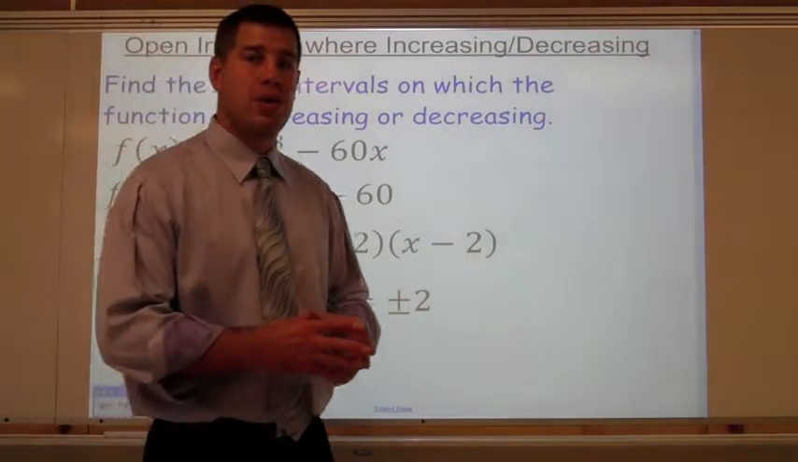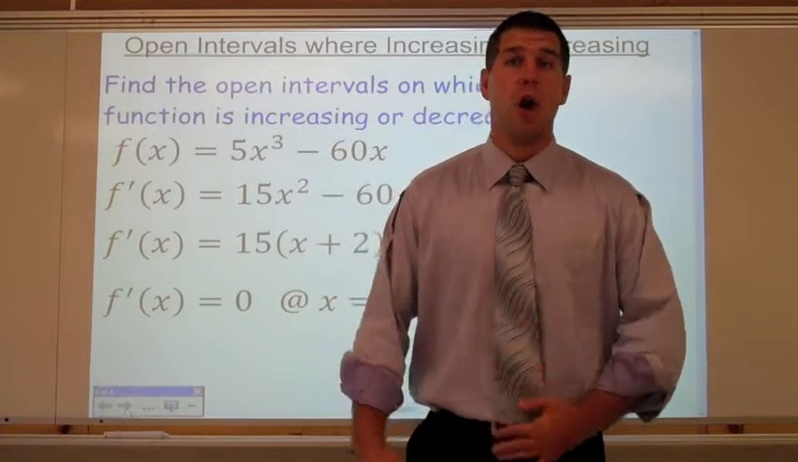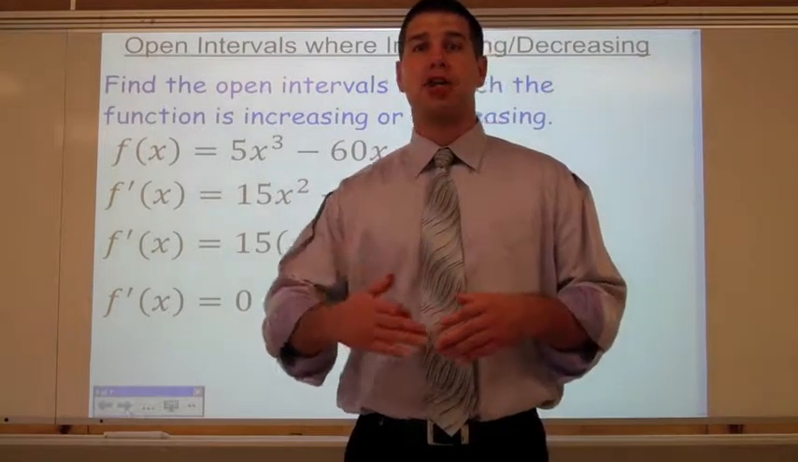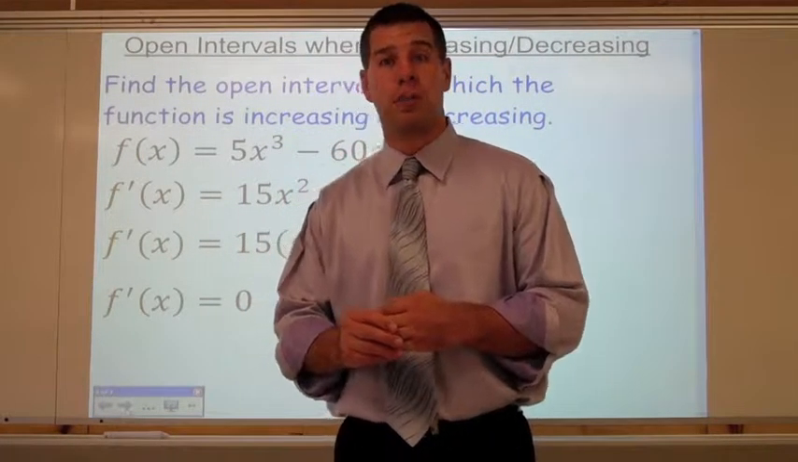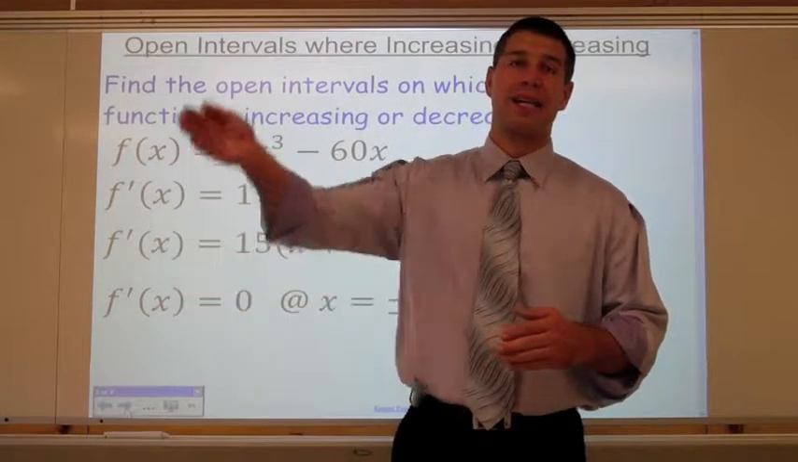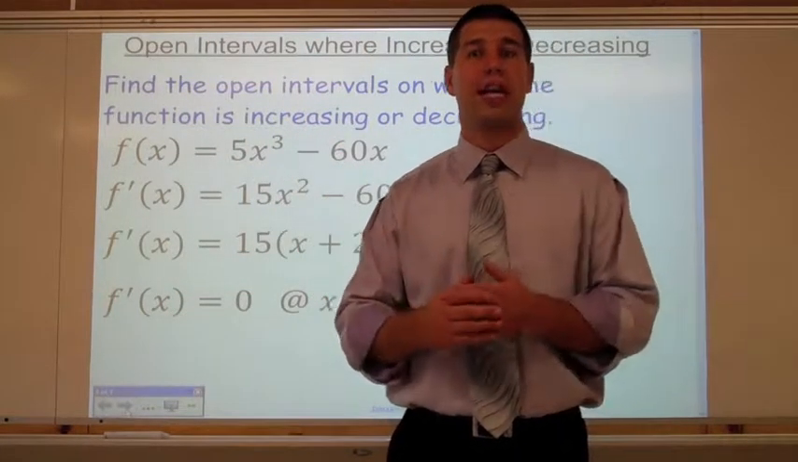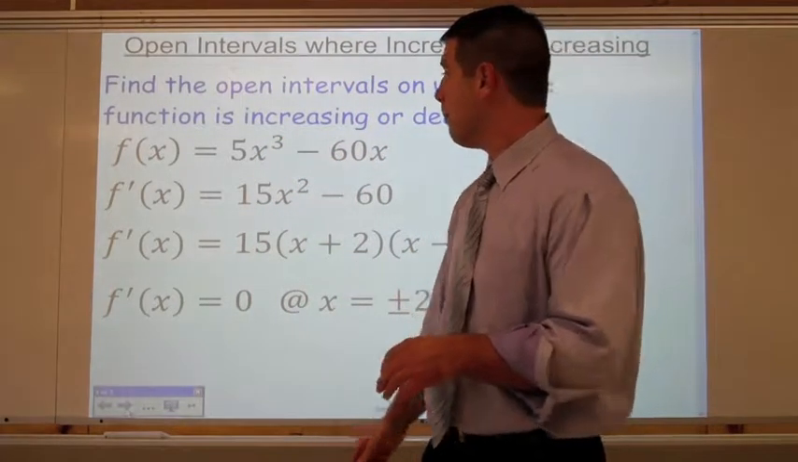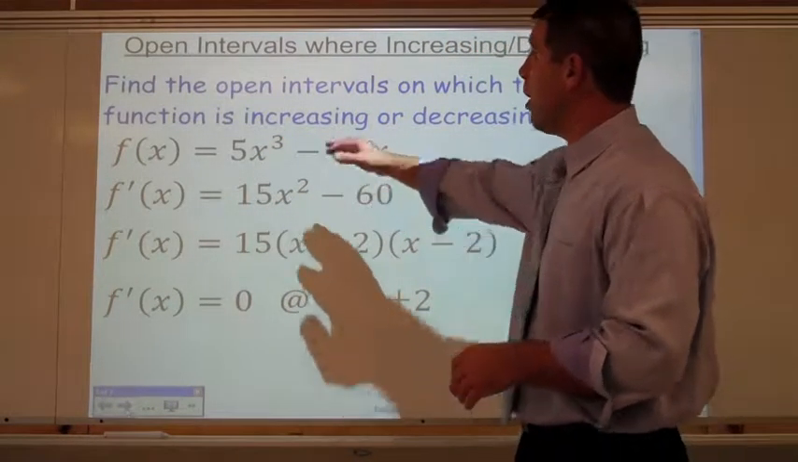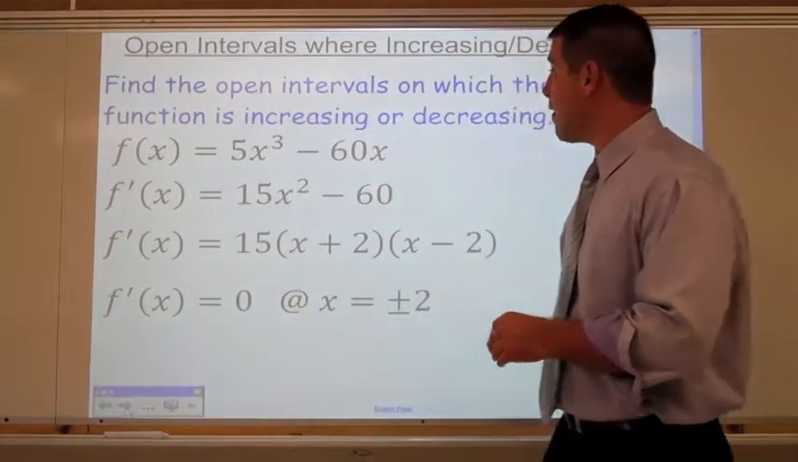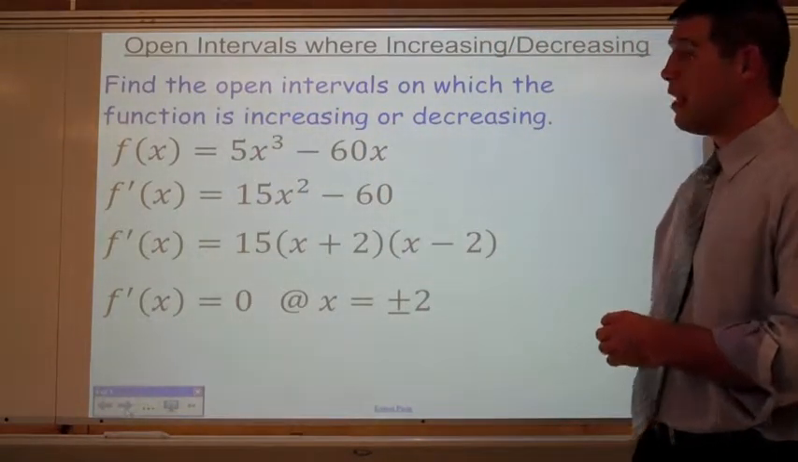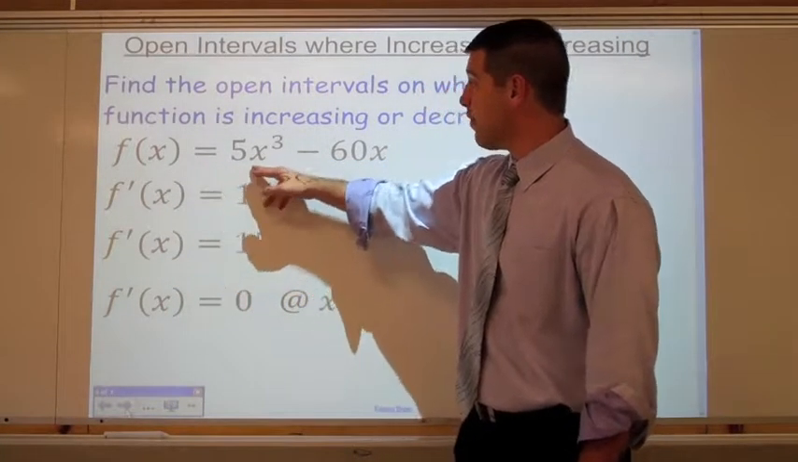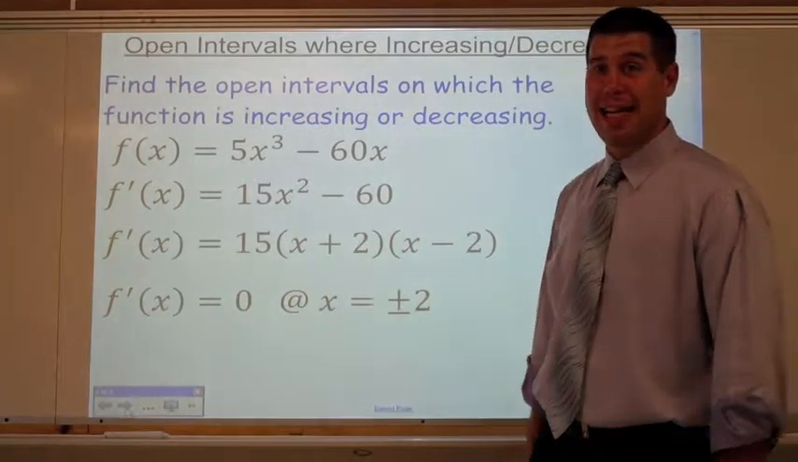Some problems will ask you, find all open intervals where the function is either increasing or decreasing. Many functions, especially larger power functions, polynomial functions, are going to be increasing and decreasing, changing whether they're going up or going down. They're going to have some turning points. So this problem says, find the open intervals on which the function is increasing or decreasing. The original function they give you is f of x equals 5x cubed minus 60x.